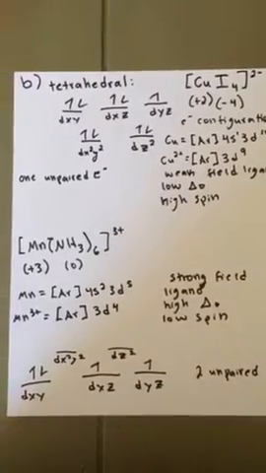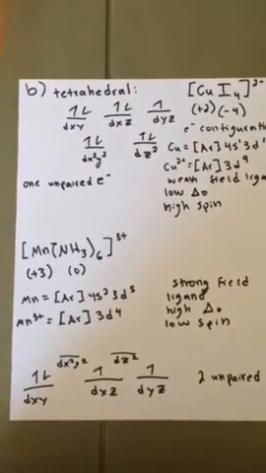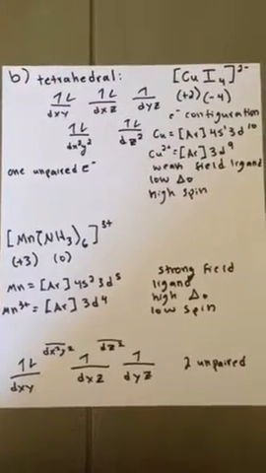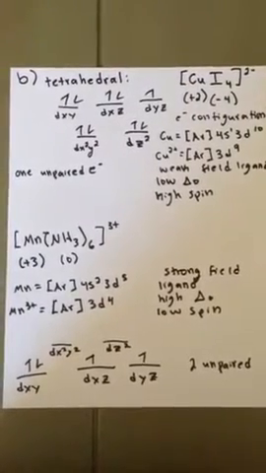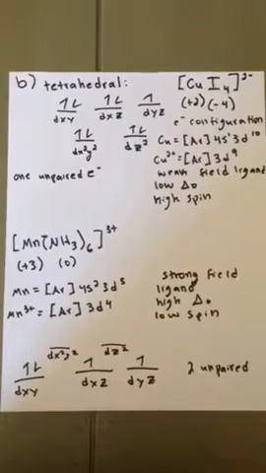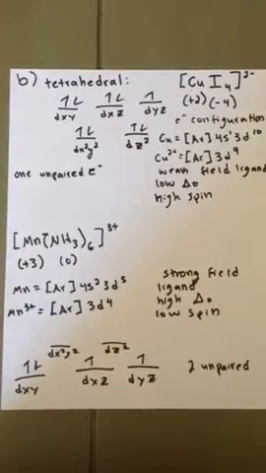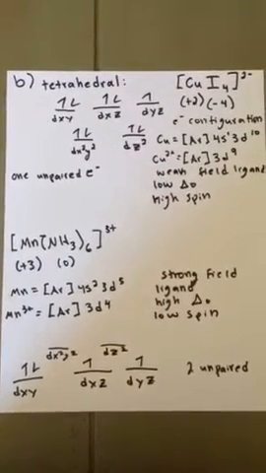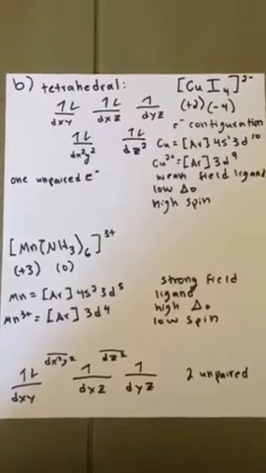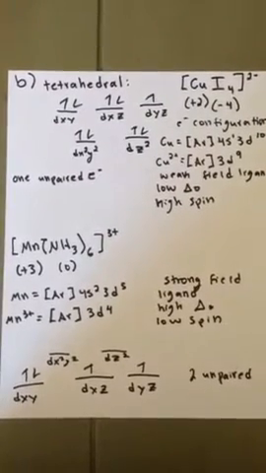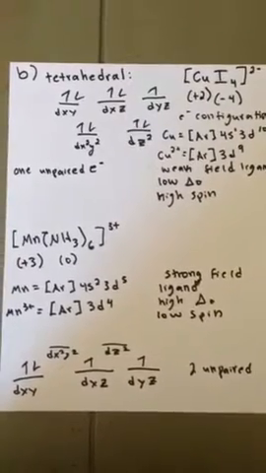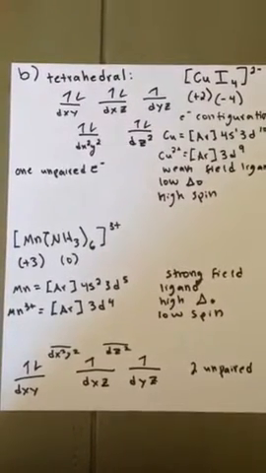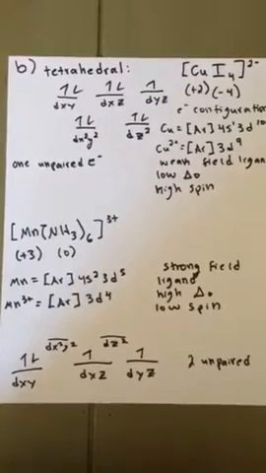Now, with the second half of part B, we have our next complex, and NH3 has 0 charge, so if the overall complex is 3+, then Mn is also going to be 3+. And I drew out the original electron configuration of Mn, which equals [Ar]4s2 3d5, and then if we lose 3 electrons, it's going to be [Ar]3d4.